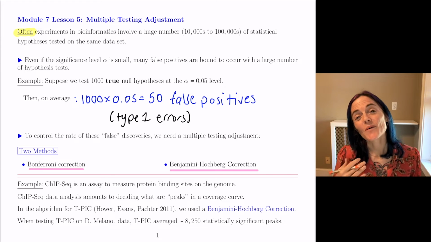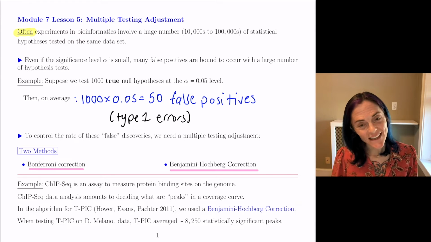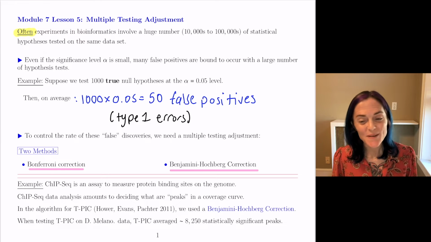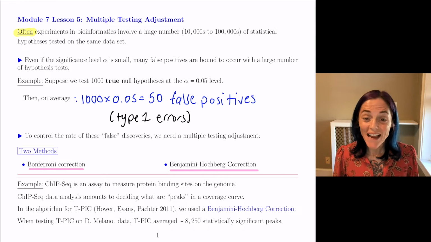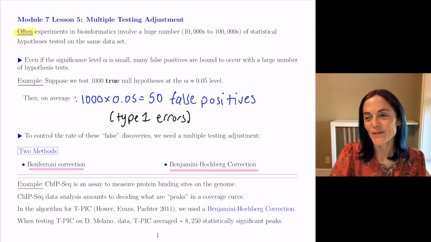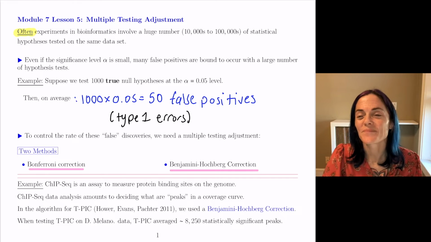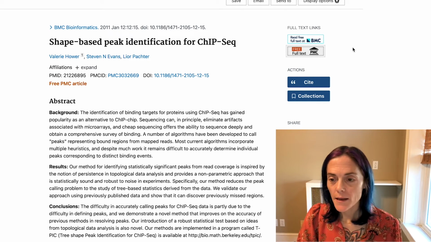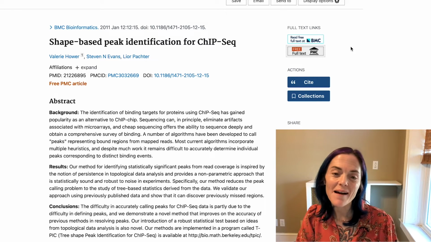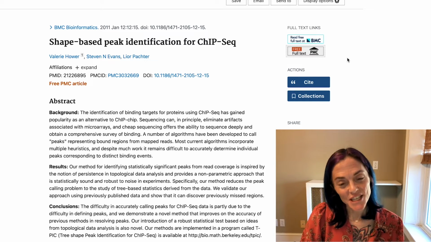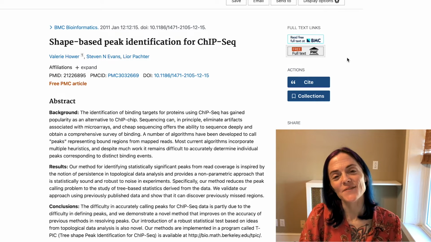Now, when I was a postdoc at Berkeley, we developed an algorithm called ChIP-seq, and we used a Benjamini-Hochberg correction, which is one of them that we will discuss. Let me just show you our paper. Here is our paper published in BMC Bioinformatics. You can see you can access it for free. It's called Shape-Based Peak Identification for ChIP-seq.